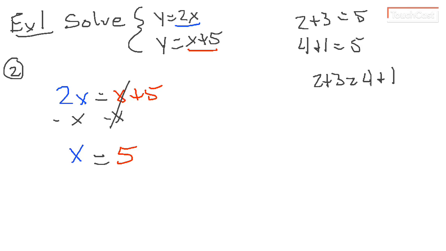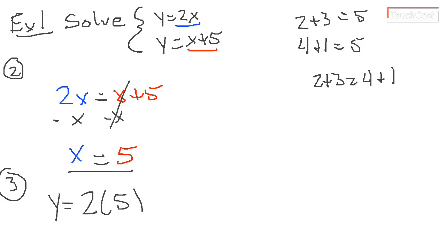So now we're going to move on to the next step, which is to substitute the number we just got into one of the equations. And it doesn't matter which one you do. You could put it in the top one or the bottom one. You should get the same answer. I'm going to put it in the top one. So I'm going to look for y equals 2 times 5. Well, 2 times 5 is 10. So that means y is 10.